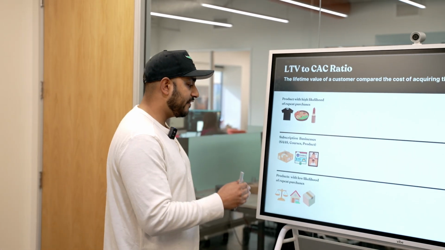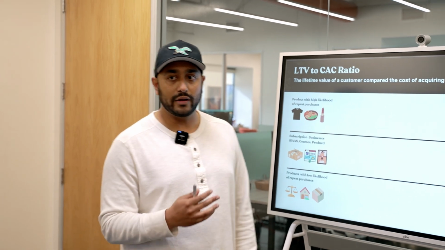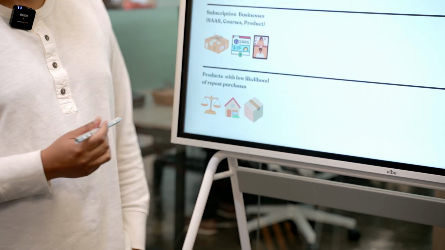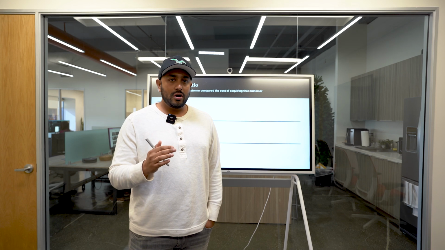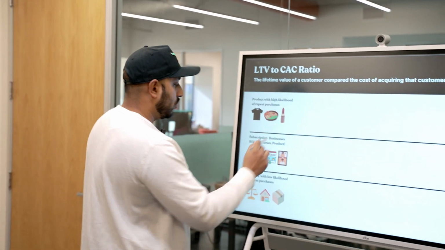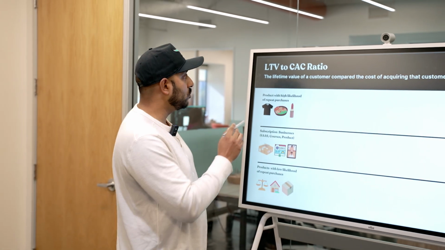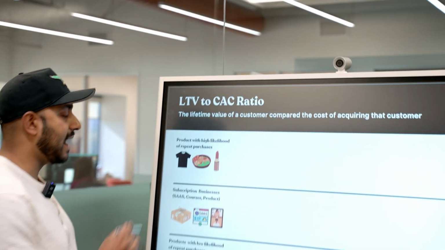And then you have products with a low likelihood of repeat purchases. In many cases, these are things like real estate, legal services, moving. You may need them from time to time, but this is not something that is predictable, and a business cannot bank on you purchasing this over and over again. So it's important for you to know which one of these categories you fall into, because it changes the ratio on how you look at lifetime value versus CAC.